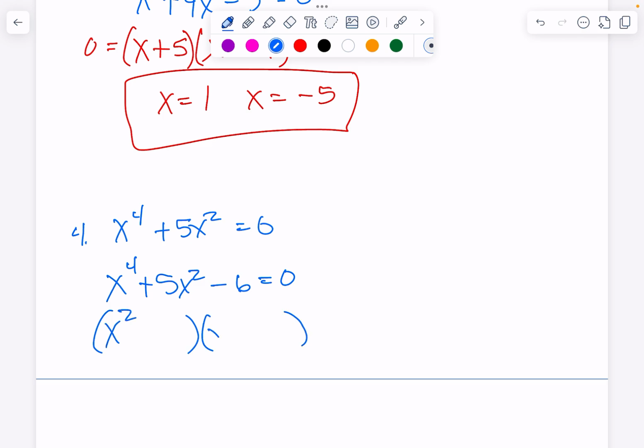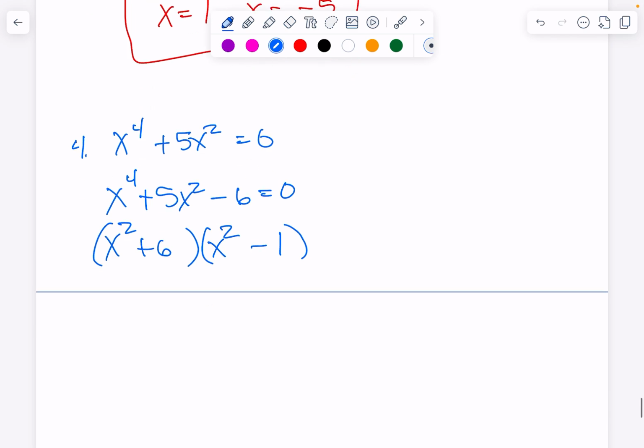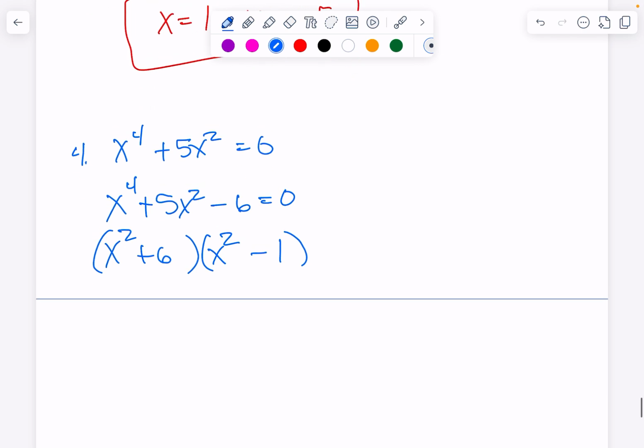x squared and x squared. And I'm thinking plus 6 minus 1. Feeling pretty good. It's hard. 6 is tough because 3 and 2 make 5 also, but it makes negative 6, so it doesn't work.